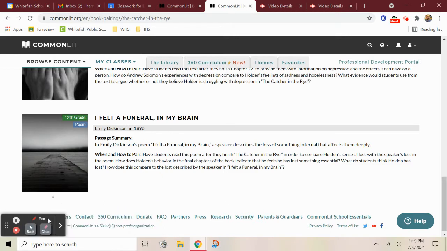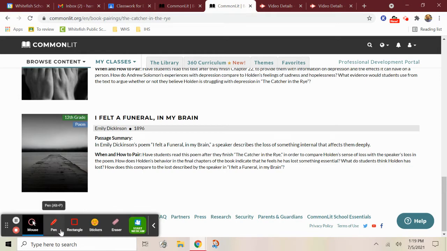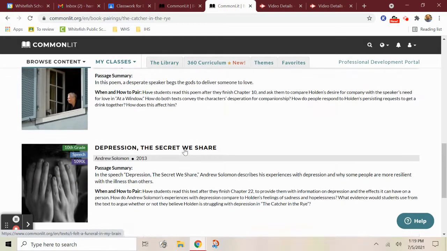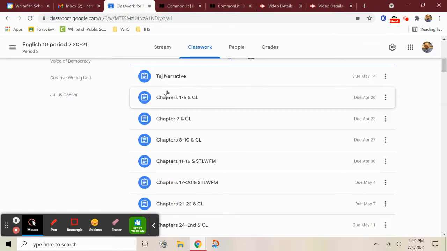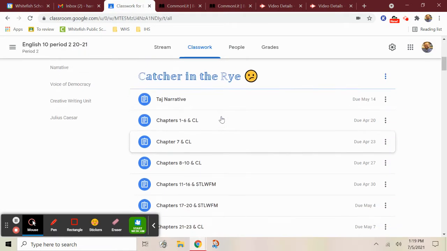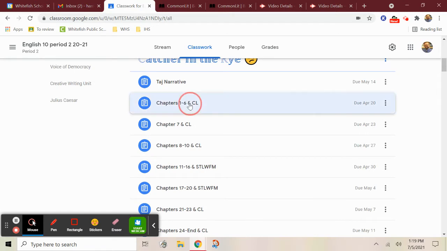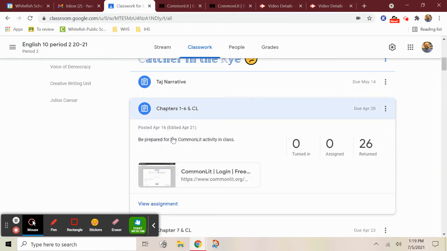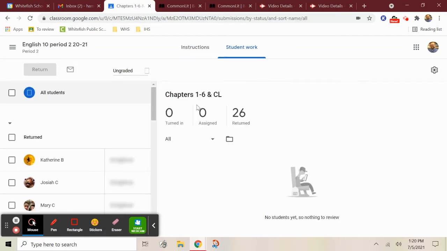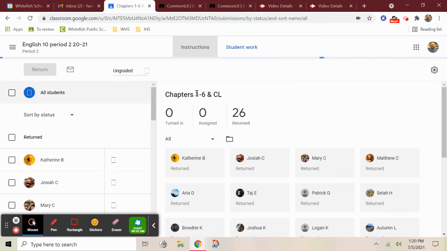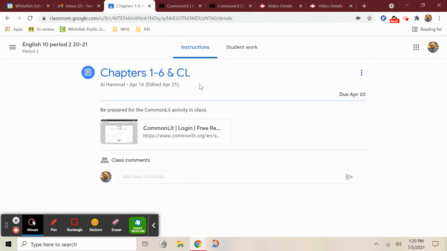So the reason I bring that up, go way back to my Google Classroom and my classwork. This one says chapters 1 through 6. When I open this, it says be prepared for the CommonLit activities. It's linked directly from CommonLit into this assignment when I created it. This tells the students to read chapters 1 through 6 and then be prepared to do the CommonLit in class. Don't assign it for homework. It's way more engaging when kids do it in class.